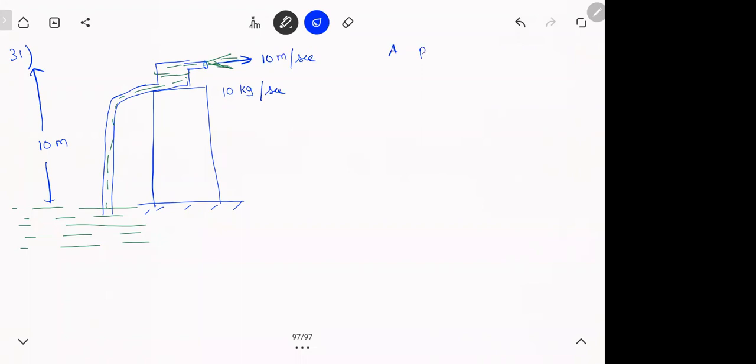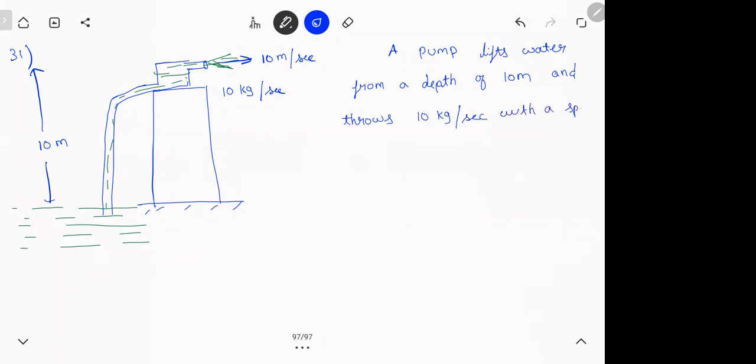So a pump lifts water from a depth of 10 meters and throws 10 kgs per second with a speed of 10 meters per second. Hope you're able to visualize the scenario.